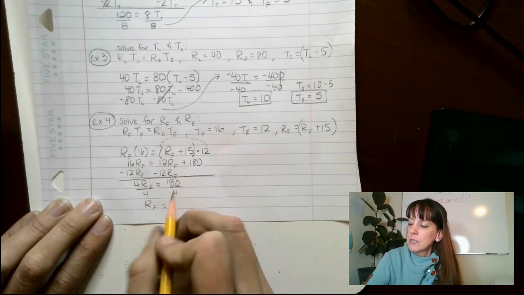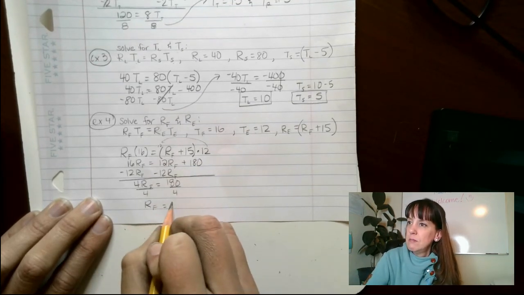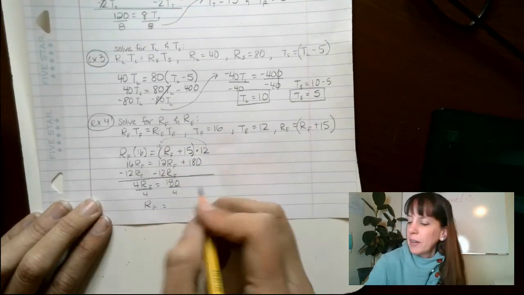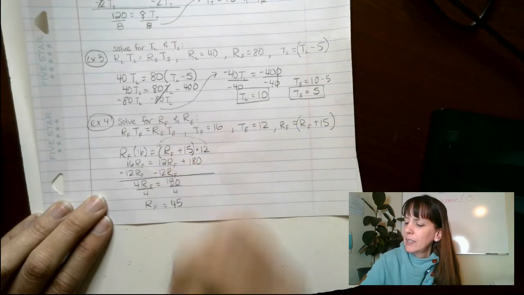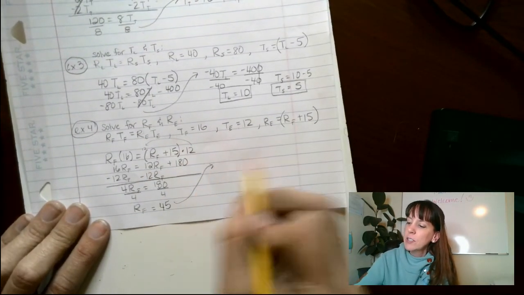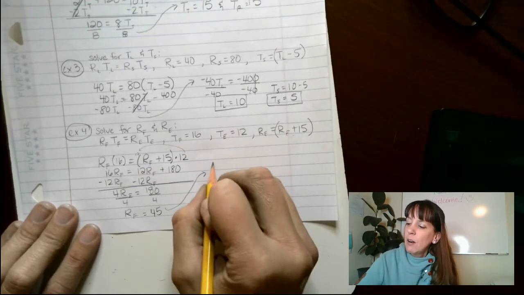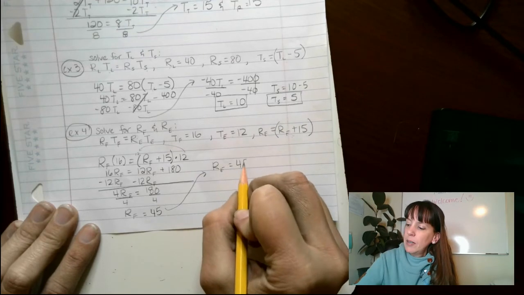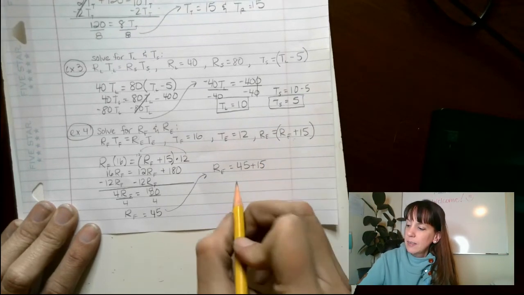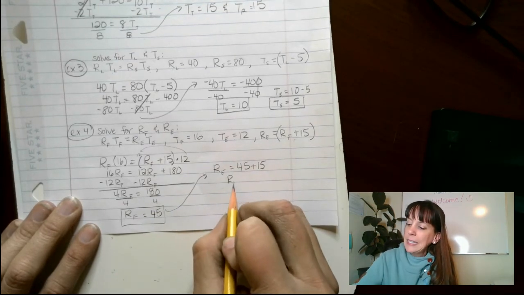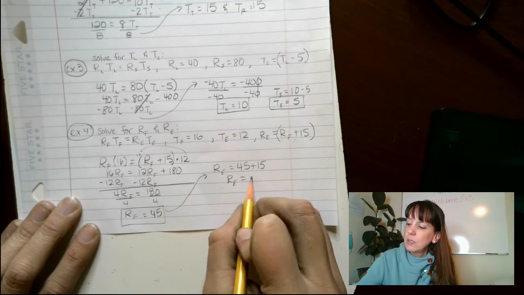RF equals 45. So if RF equals 45, then we also have to do this over here. RE equals RF, which we know is 45, plus 15. RE is going to equal 60.